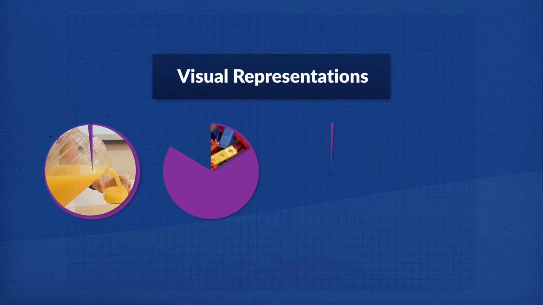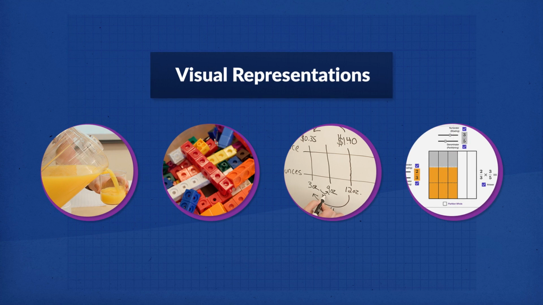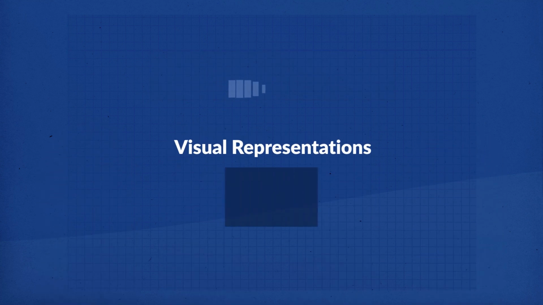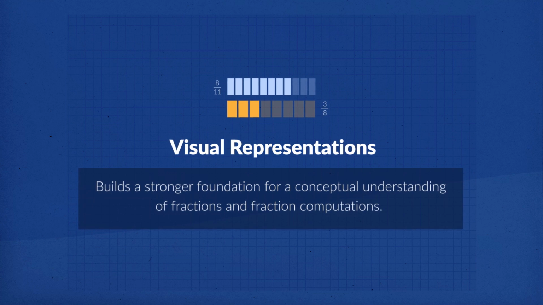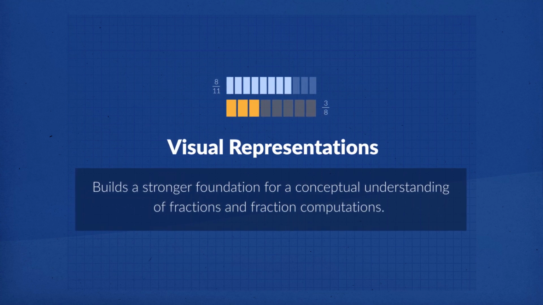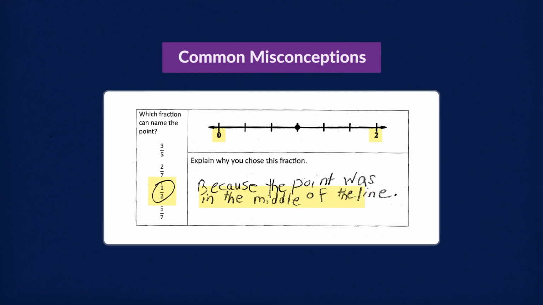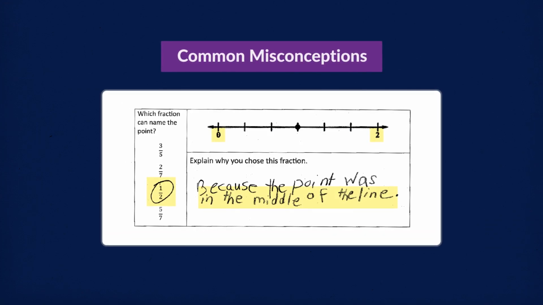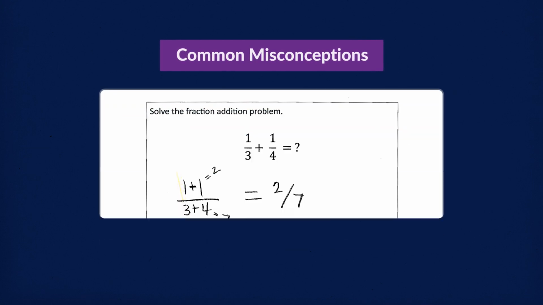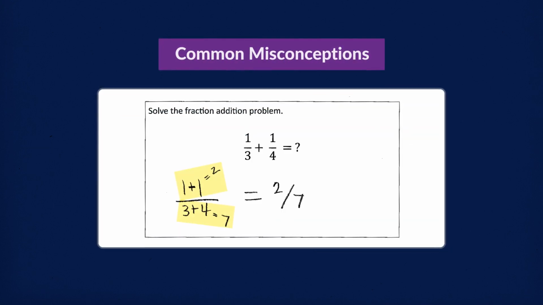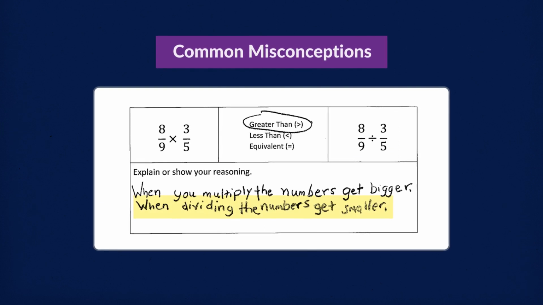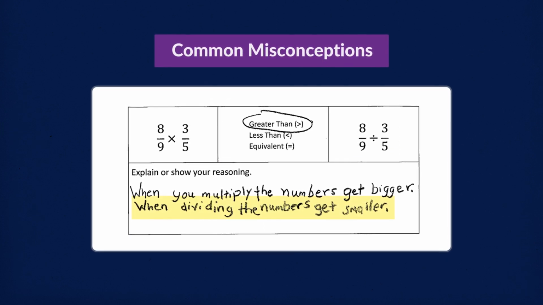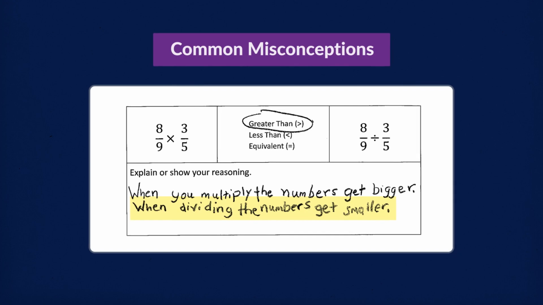Visual representations are one key way to do so. Using visual representations builds a stronger foundation for a conceptual understanding of fractions and fraction computations. Visual representations also can help address common and often persistent misconceptions. For example, students may try to add denominators and add numerators. Or they may think that dividing fractions will give a smaller answer, because their prior experience dividing groups by a whole number gave them smaller amounts.